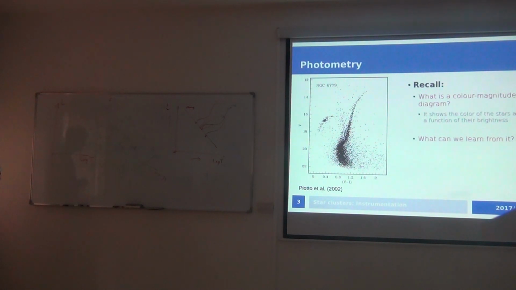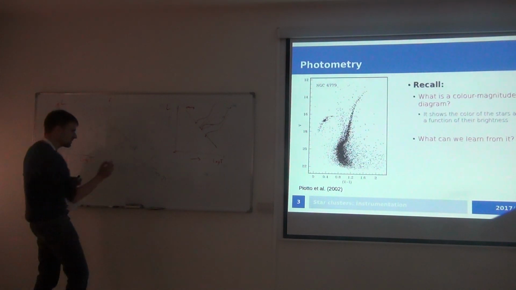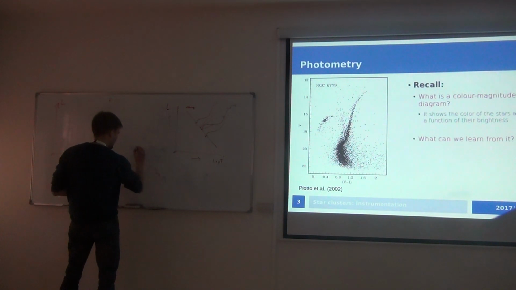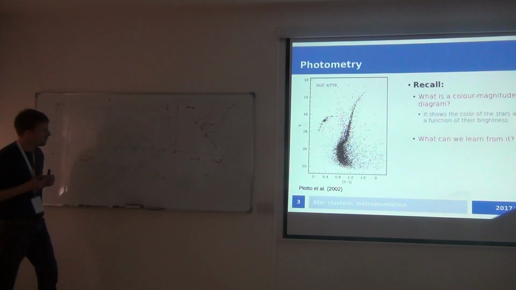Is the I filter a red filter? In this case, it's kind of a red filter. And V is kind of visual, so it's sort of blue. So it's a blue and a red filter.